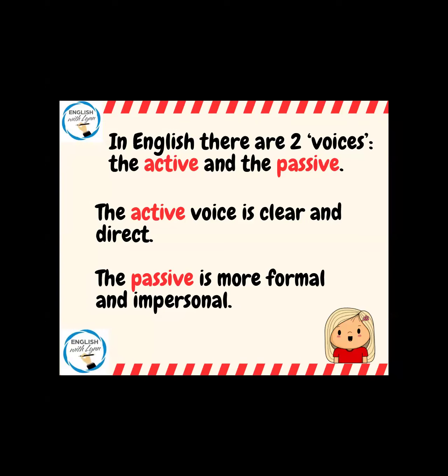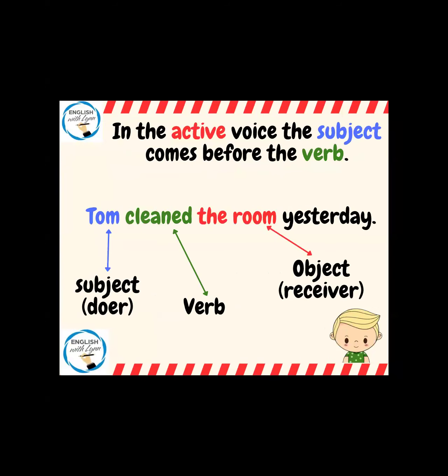And when we look at both active and passive, we need to be able to identify the subject and the verb within the sentence. And when we use the active voice, the subject always comes before the verb. And in the active voice, the subject is the person or the thing that does the verb. I'm referring to them as the doer because it is the person or thing that does the action. When we talk about the object, that is the thing that is receiving the action.